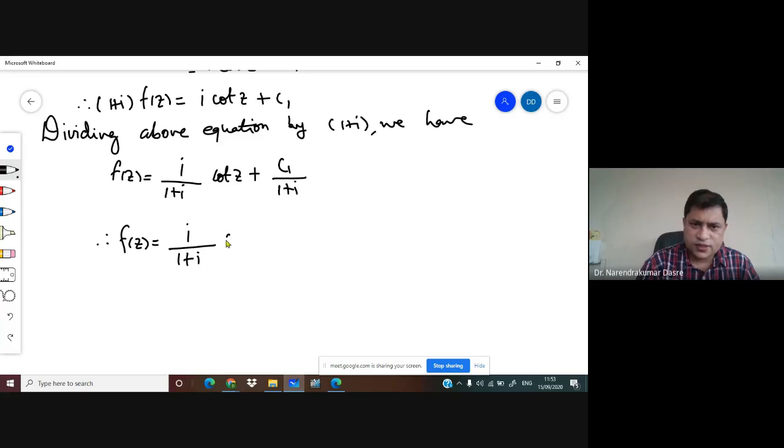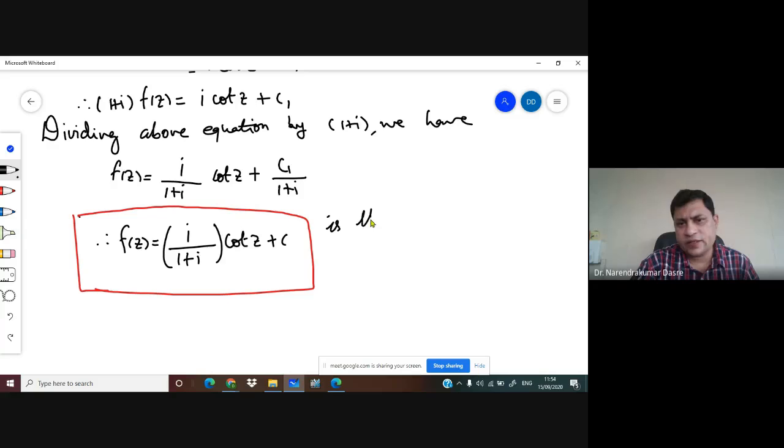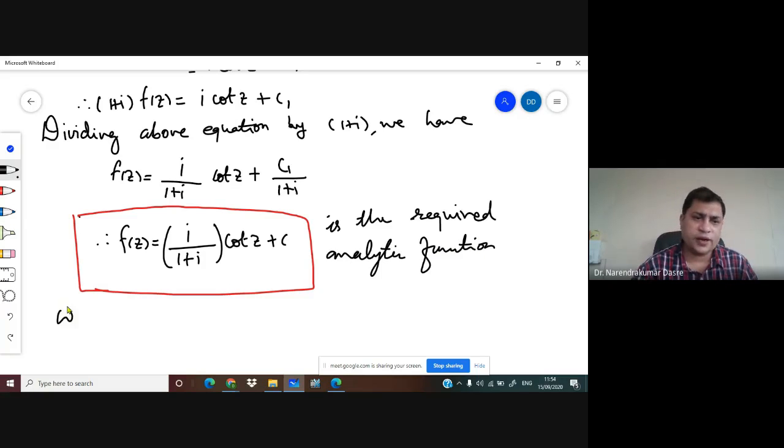i upon 1 plus i into cot z plus C. Okay, I write this as only C. And this is what you'll be having: the required analytic function. And where C is equal to c1 upon 1 plus i, a constant.